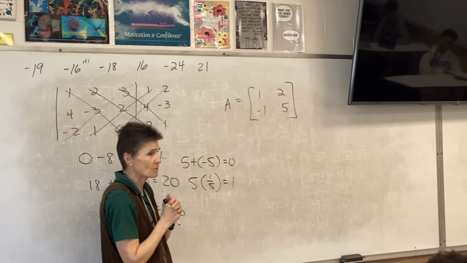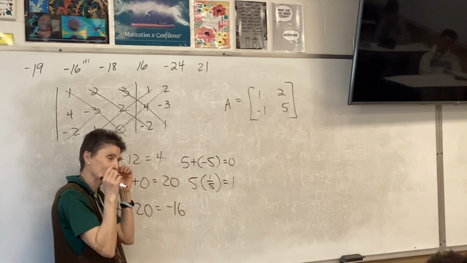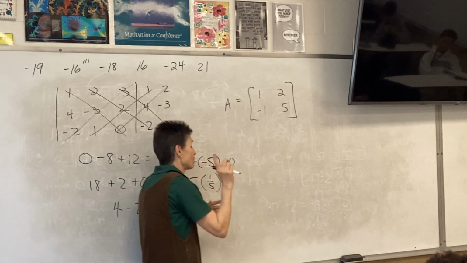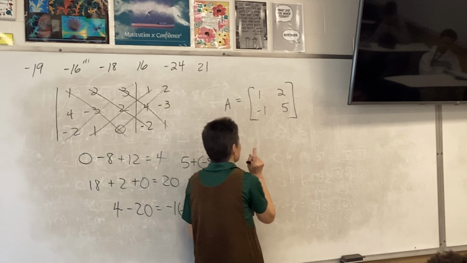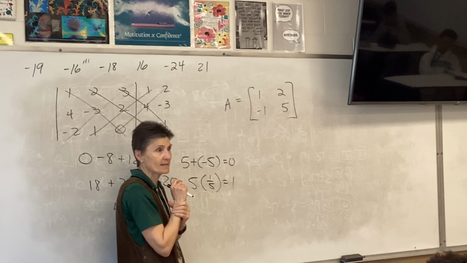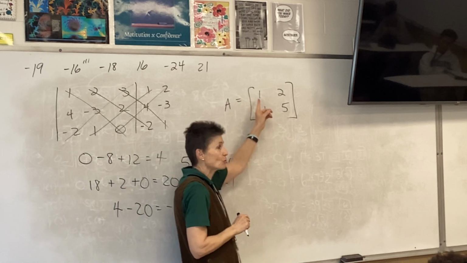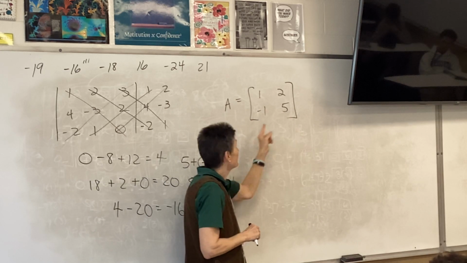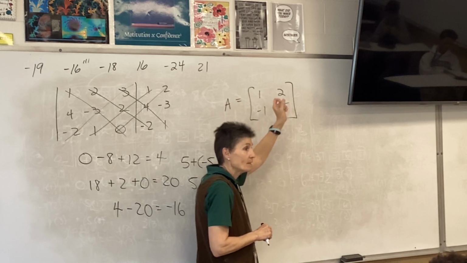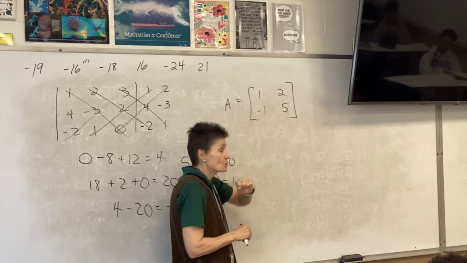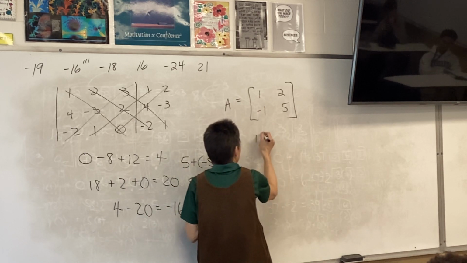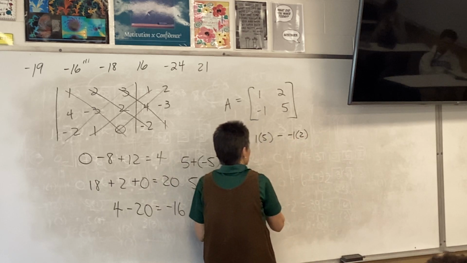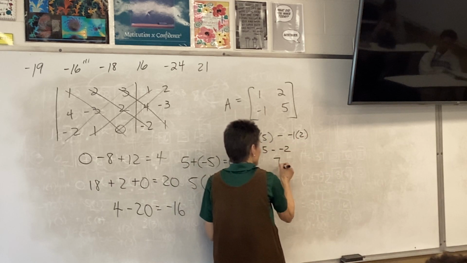It's easier than you think, but it's steps you have to remember. That's what makes this hard, is all these steps you have to remember. First step, find the determinant. We just did that. How do you find the determinant of a 2 by 2? Multiply, subtract. So what is the determinant of this matrix? 5 minus negative 2, did you get 7?